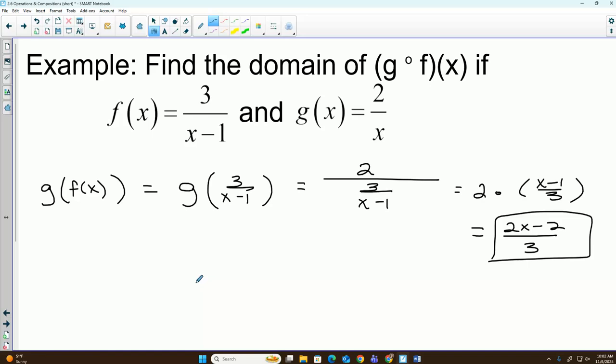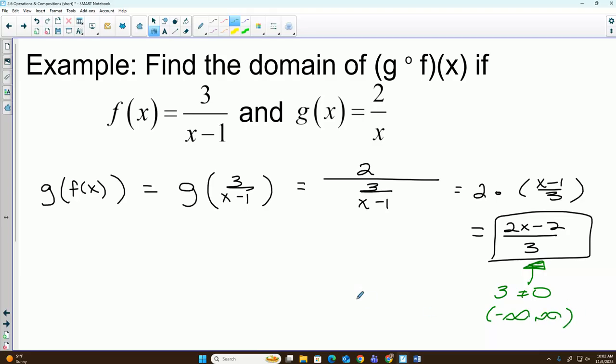All right. 2 places I have to look for my domain. The first one is right here. When I look at that, it's a fraction. I know in a fraction the bottom can't be 0. Can 3 equal 0? No, so this one's telling me it could be anything.